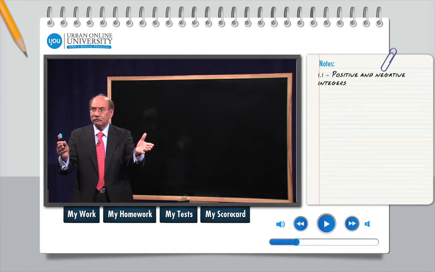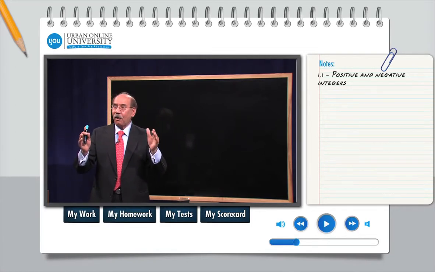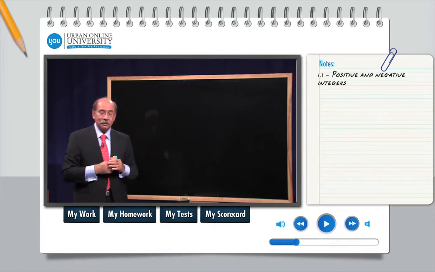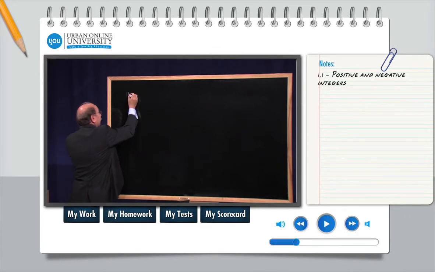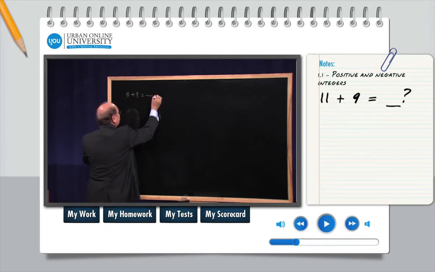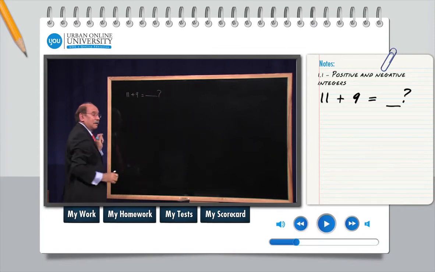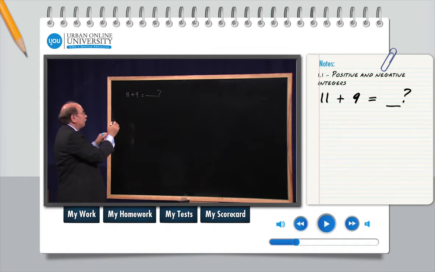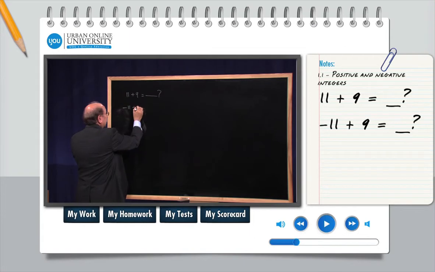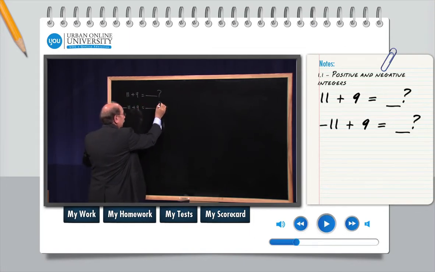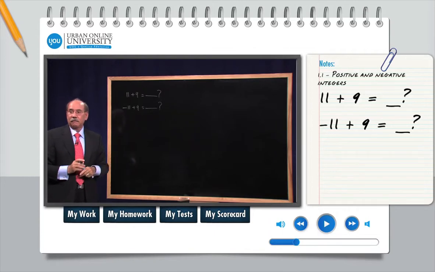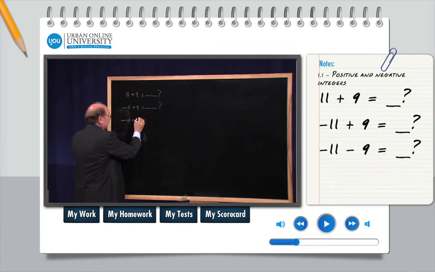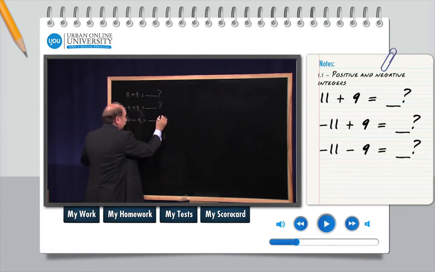Are you guys ready? I'm going to test you now on the rules which we just talked about. I'm going to provide 3 problems. Problem number 1, 11 plus 9 equals, you fill in the answer here, provide an answer for me. Second problem, negative 11 plus 9, give me the answer here. Be careful, negative 11, negative 9 equals, put an answer here, question mark.